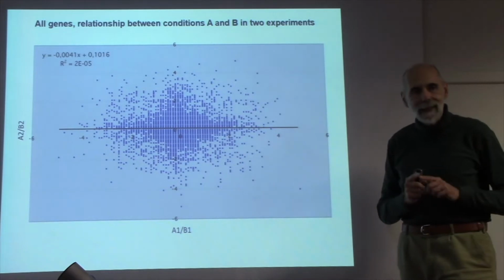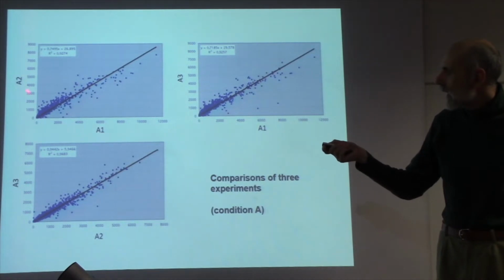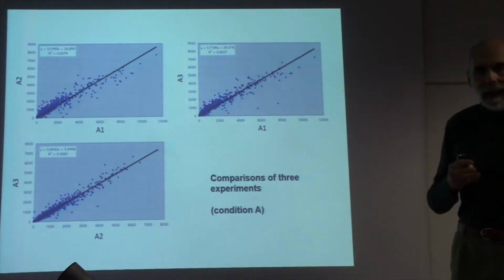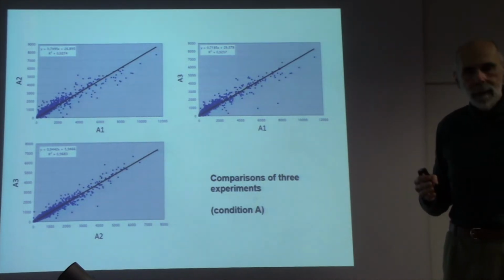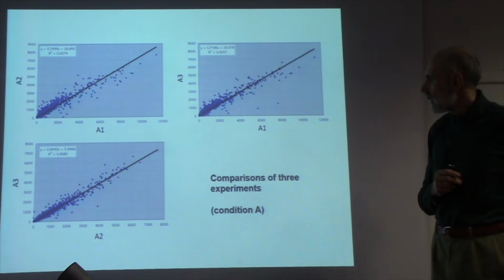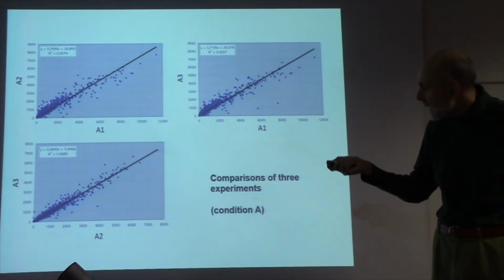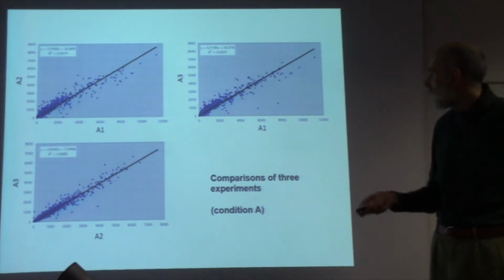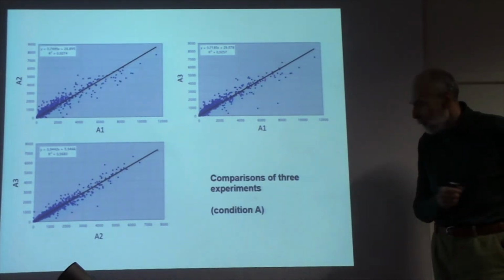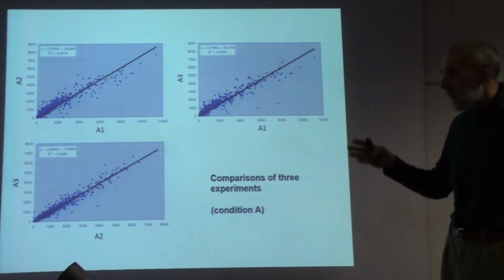If we correlated condition A in experiment 1 with condition A in experiment 2, there was an excellent correlation. So the experiments were repeatable. If I had a high result for one gene in experiment 1, it was also high in experiment 2. If I had it in 1, it was also in 3, and so on. These are all the possible comparisons between the three experiments. And if you do the same with condition B, it's the same. There's a very high correlation.